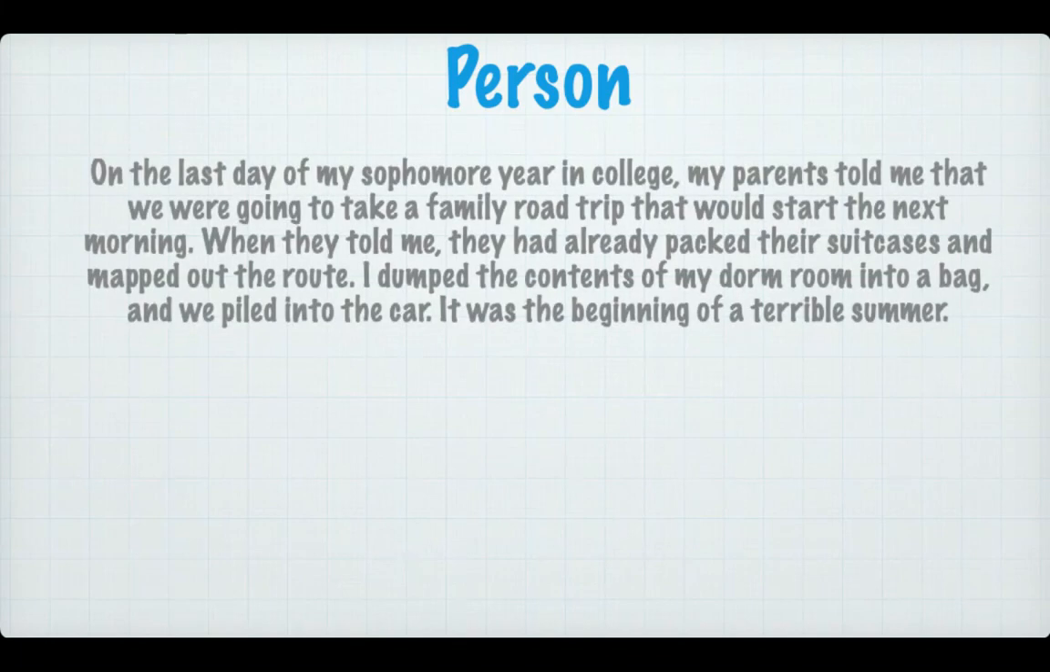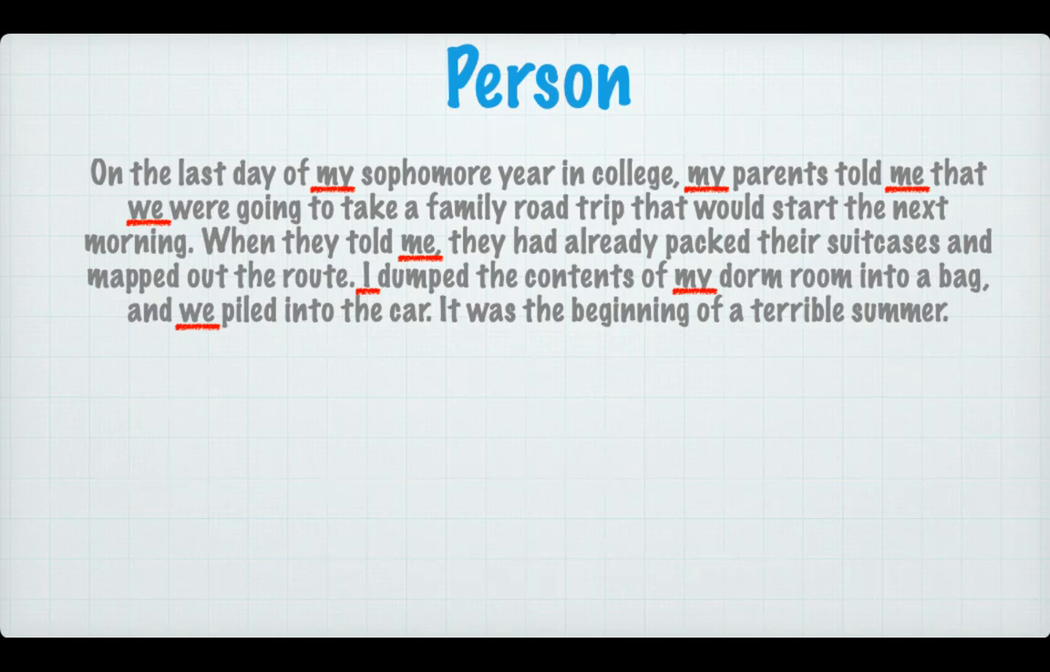For practice, pause the video, read the following passage, and identify the first person pronouns by writing them down in the order that you see them. Okay, here are the first person pronouns in order: my, me, we, me, I, my, and the last one, we. All first person pronouns.